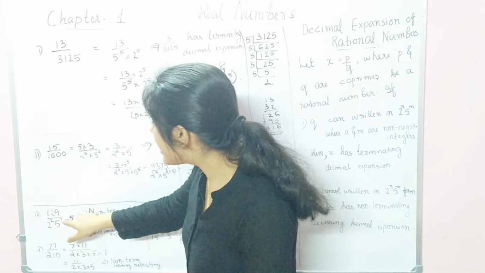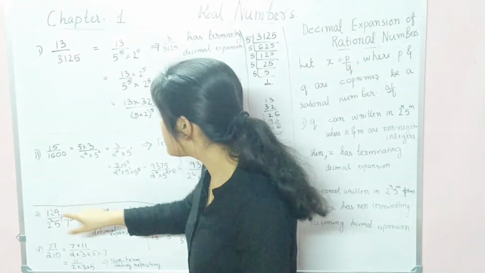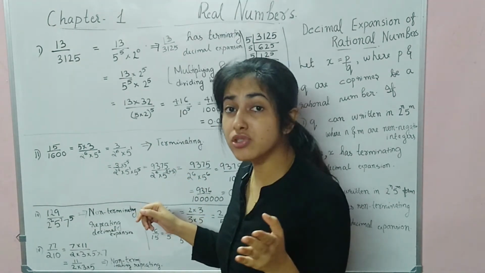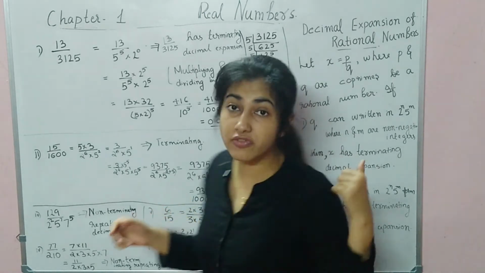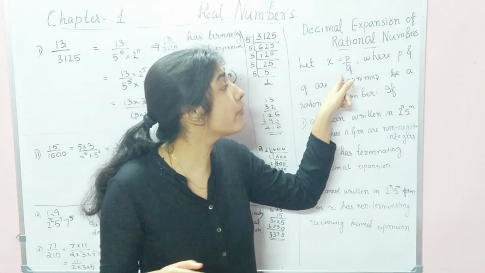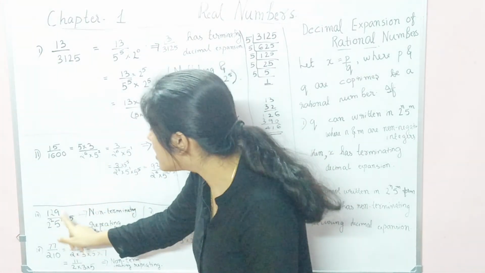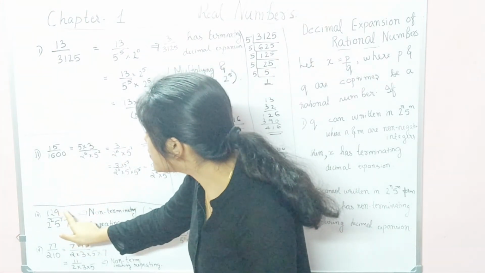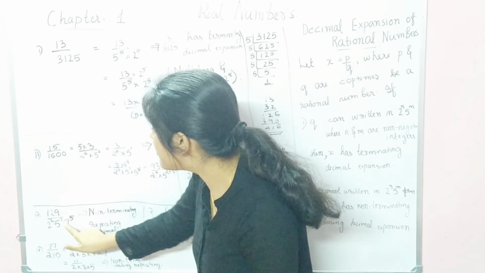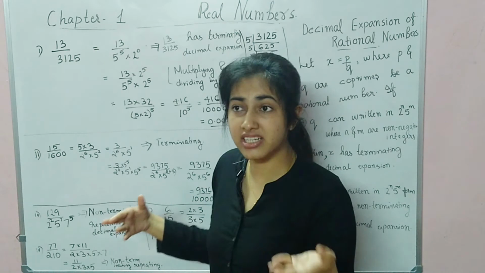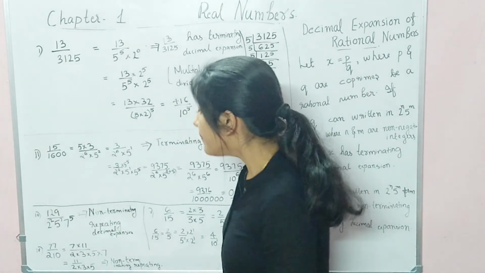Next question is 129 divided by 2 square into 5 raised to 7 into 7 raised to 5. First thing you have to do is you have to check whether the number is in its p by q form, as we mentioned here, p by q form where p and q are co-primes. So when you observe this number, we know that 129 and 2 raised to 2 into 5 raised to 7 into 7 raised to 5 have no common factors, which means that these two numbers are co-primes.